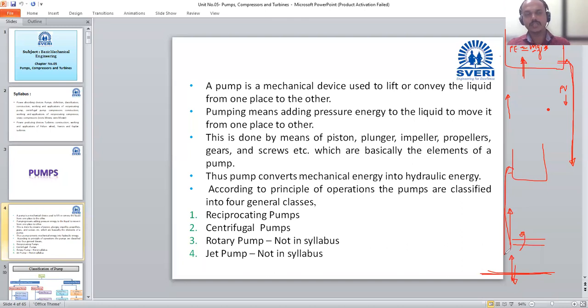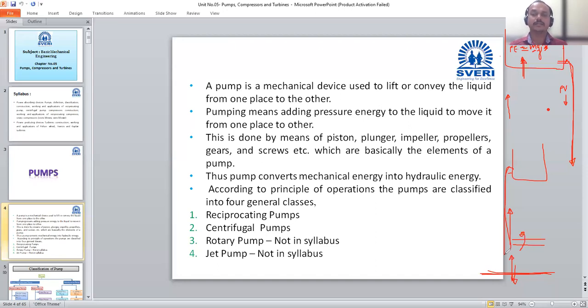So this is related to the second point, that is, pumping means adding pressure energy to the liquid to move it from one place to another. This is done by means of piston, plunger, impeller, propeller, gears, and screw. So there are different types of pumps, and these are the components of the devices used to lift the water and function the pump. Thus pumps convert mechanical energy into hydraulic energy.